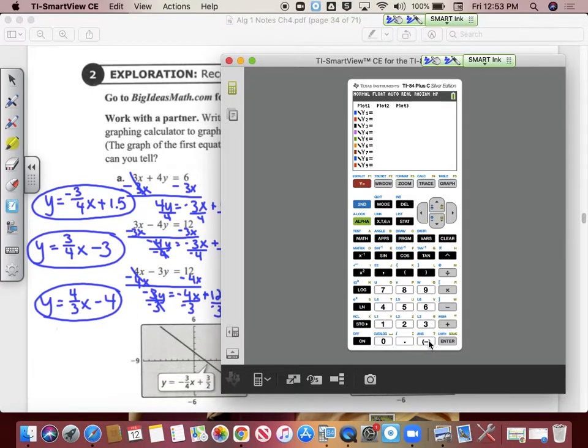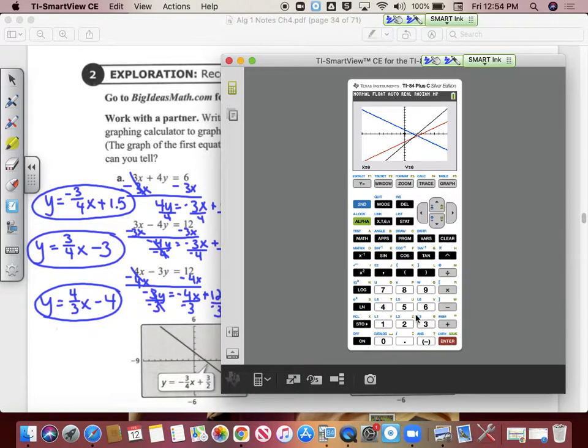Each y equals starts with y, so I don't have to write that. I just write negative 3 divided by 4 x plus 1.5, and then 3 divided by 4 x minus 3, and then 4 divided by 3 x minus 4. Okay, now when I go to graph, I can't really see the whole thing because I have it zoomed in from the last problem. So I'm going to go to zoom and down to zoom out. And then here is a better picture of these different equations.